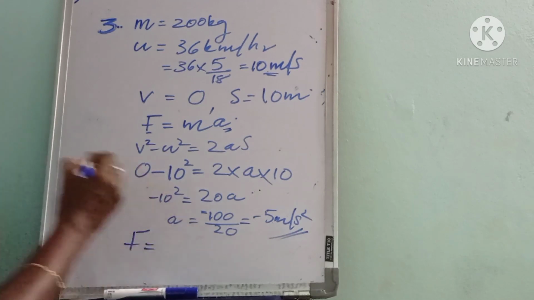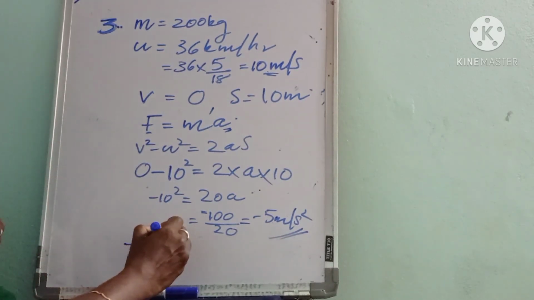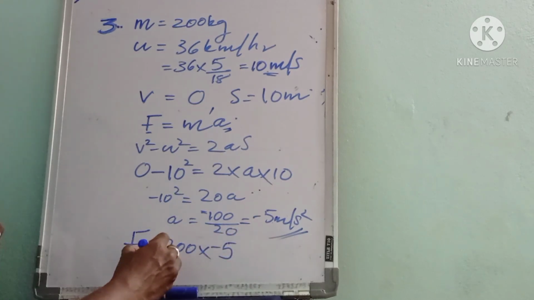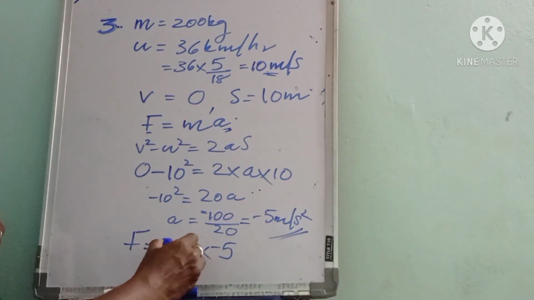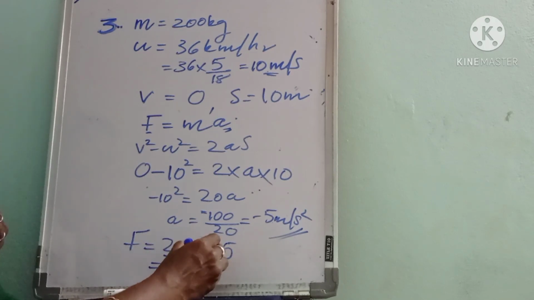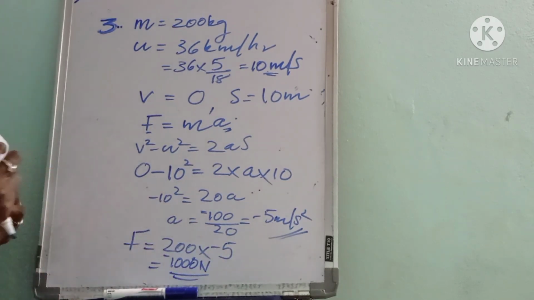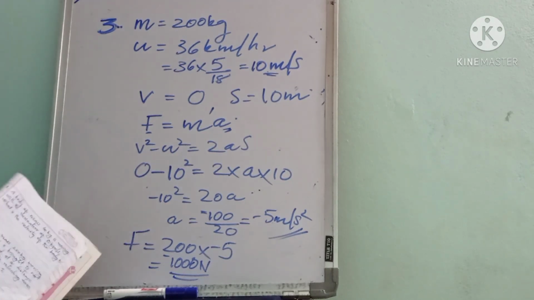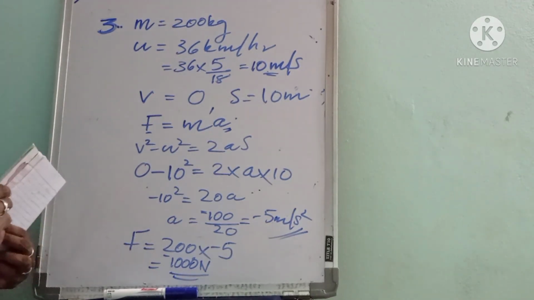So F is equal to what? M, that is 200, then acceleration is minus 5. So multiplying this we will get minus 1000 Newton. That is the retarding force. Okay, minus 1000 Newton is the retarding force. All of you got it?